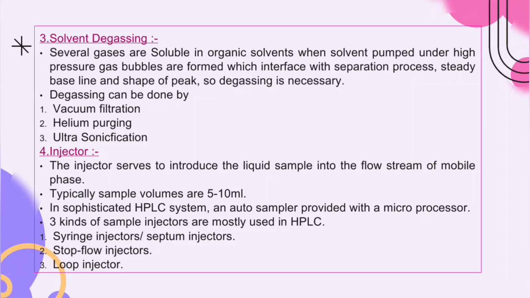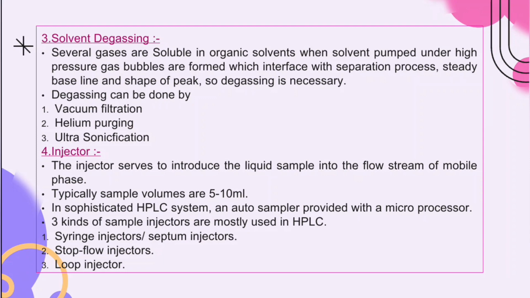In the stop flow injector, the flow of mobile phase is stopped for a while and the sample is injected through a valve device. Third, the loop injector is the most popular and automated system for injecting small amounts of sample. This has a fixed volume loop like 20 ml or 50 ml or more. The injector has two modes. Load position, where the sample is loaded into the loop. Inject mode, where the sample is injected into the column.